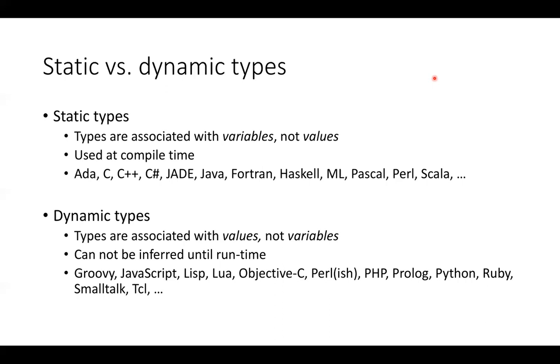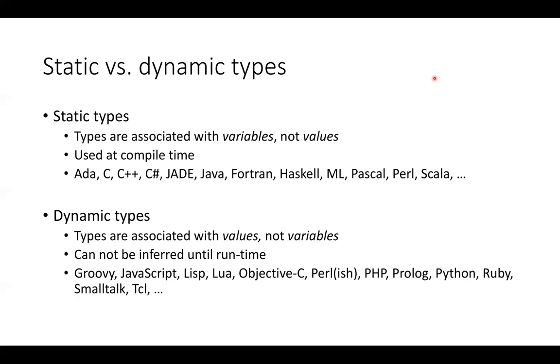So static types are great for compiled languages. And the compiler can use all of the static type information and can go ahead and figure all sorts of stuff out and compile and generate all sorts of efficient code. Dynamic types, on the other hand, there's nothing you can do. You can only infer them at runtime.